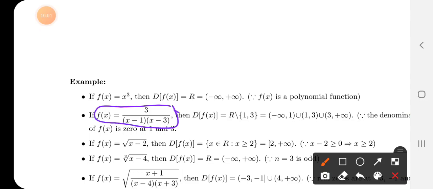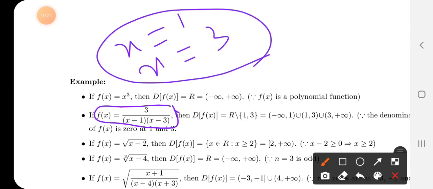It's a rational function because it's a polynomial over polynomial. So the domain of a rational function, if you remember, is the set of all real numbers, but you have to exclude something from it, and that something is the point where the denominator is 0. Here the denominator is 0 at x equals 1 and x equals 3.